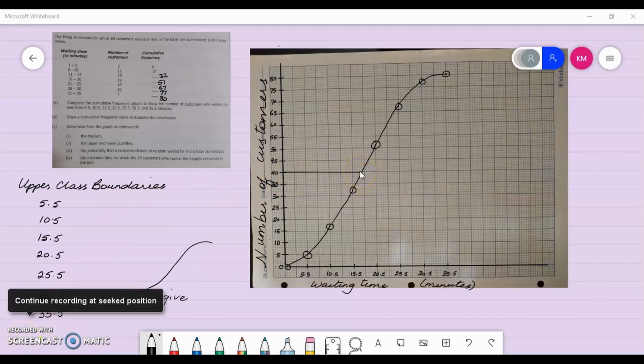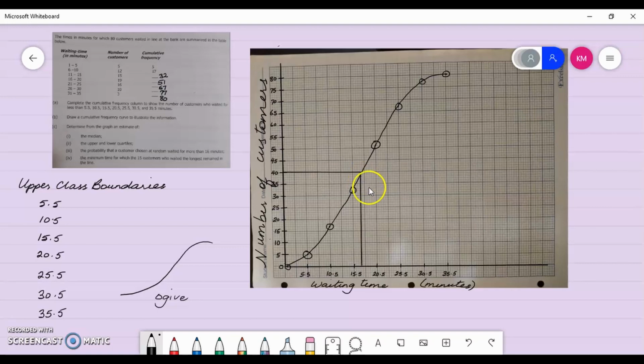Now, from that point where the horizontal line touches the curve, I'm going to draw a vertical line to meet the x-axis. So at that point on your x-axis, you are going to read off that value, and that is going to be your answer for your median. And it looks as though it's lying somewhere around 17.5 or 18. So I'm just going to use 18, and that there is your median.